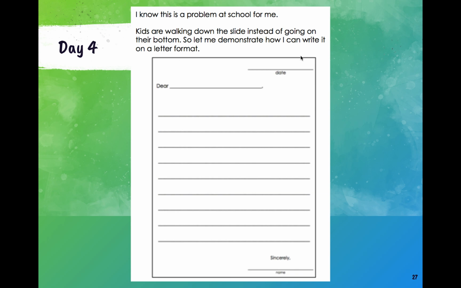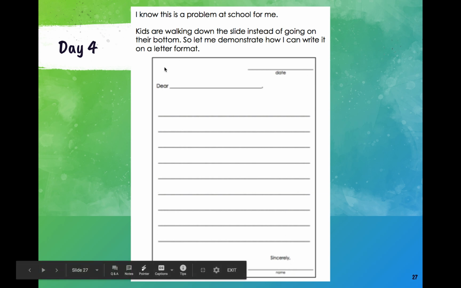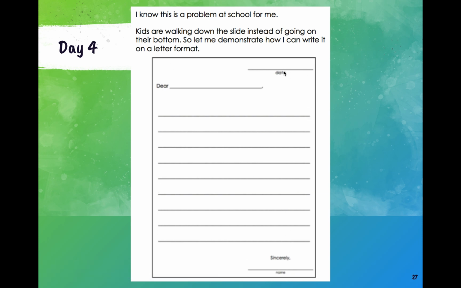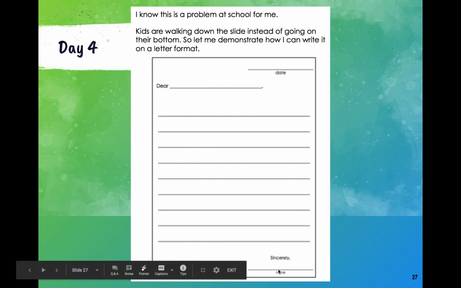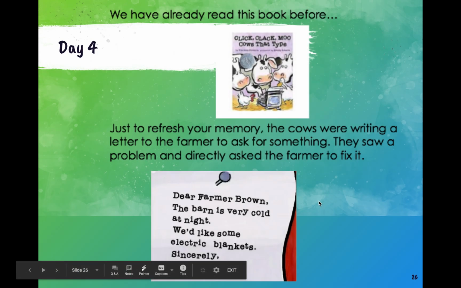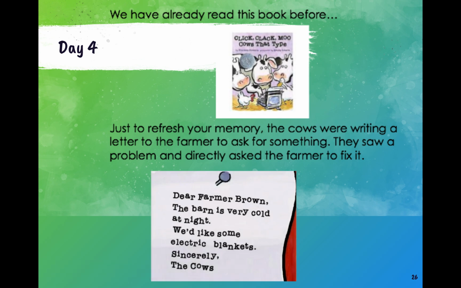So over here, this is an example of a paper for a letter. You guys can have the date over here. You can put dear. Dear means who you're writing it to. So dear mom and dad, or dear families, dear Mrs. Tran, or dear the principal. And then you write your information over here, and at the end, you can put sincerely, and you put your name. Just like the cows did over here, where they said, "Dear Farmer Brown," and they put sincerely who's writing it. And since they're writing it, they put sincerely the cows, right over here.